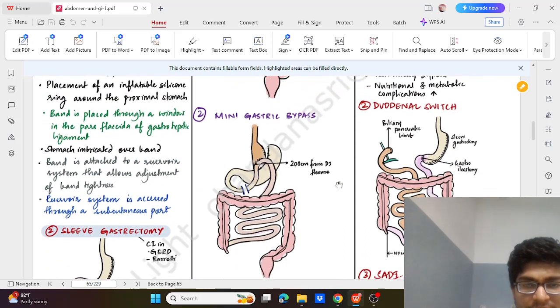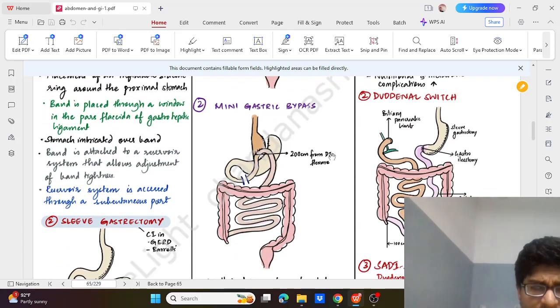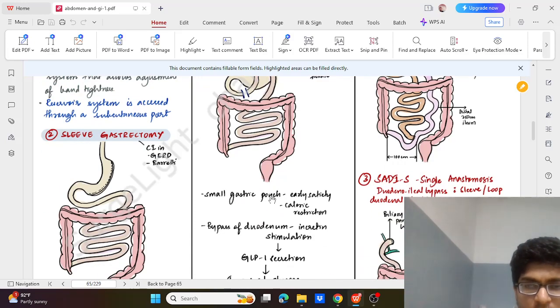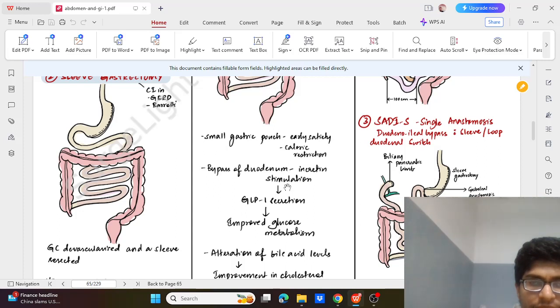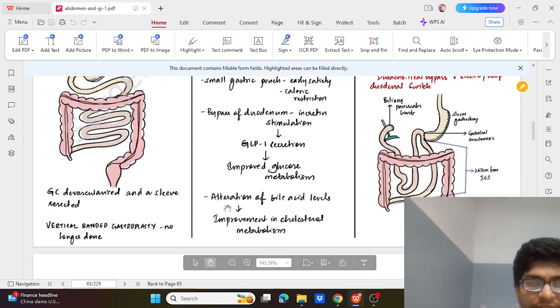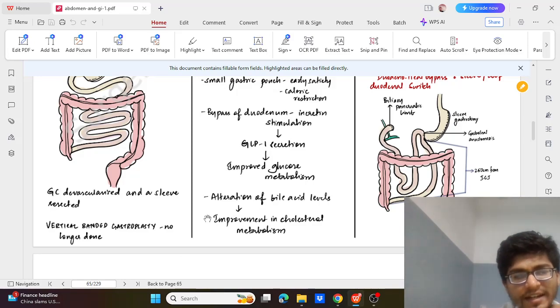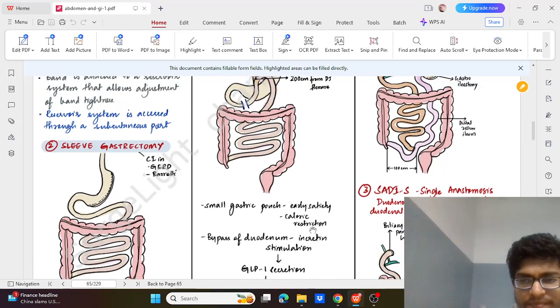Then we have mini gastric bypass, where 200 centimeter from the DJ flexure, the small intestine, ileum, is connected to the gastric remnant. A small gastric pouch is created, which causes early satiety and caloric restriction, bypass of the duodenum. So there will be incretin stimulation, GLP-1 secretion, improved glucose metabolism. Along with that, there will be alteration in the bile acid levels, which will cause improvement in cholesterol metabolism.